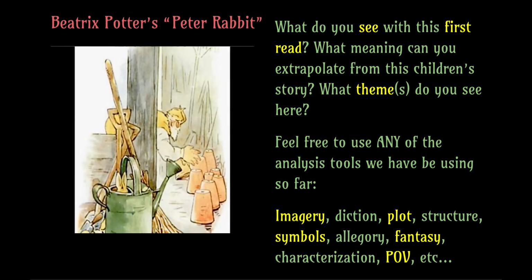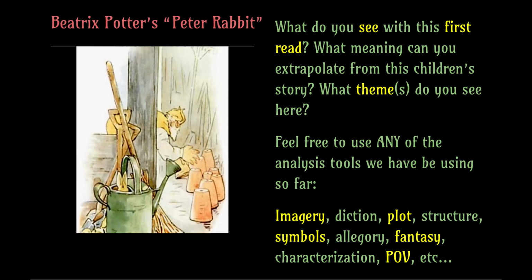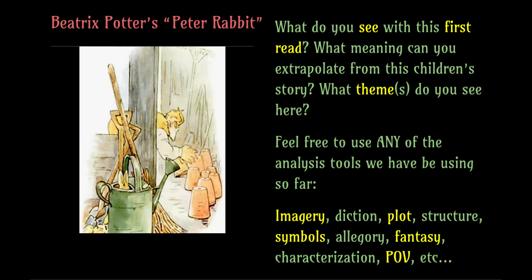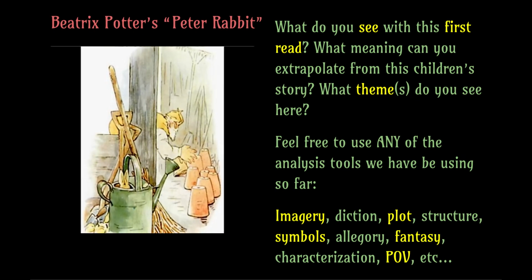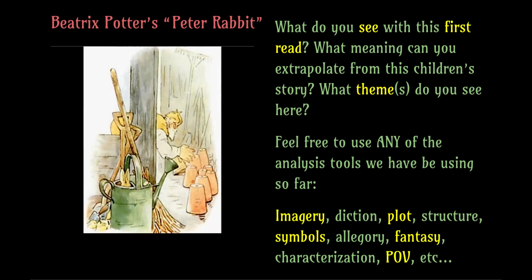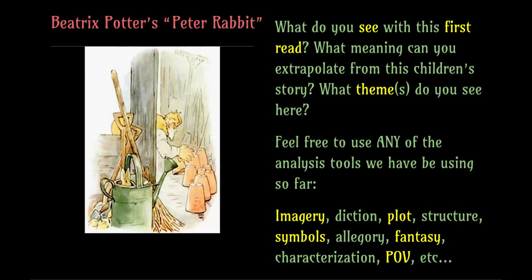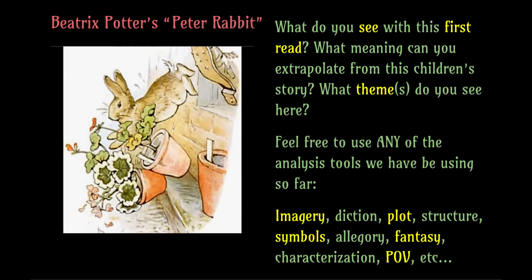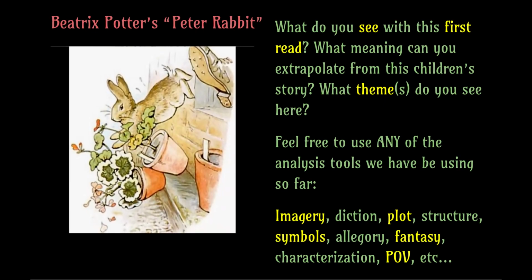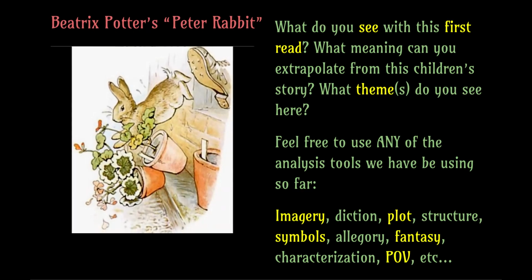Mr. McGregor was quite sure that Peter was somewhere in the tool shed, perhaps hidden underneath a flower pot. He began to turn them over carefully, looking under each. Presently, Peter sneezed. Ka-tissue! Mr. McGregor was after him in no time, and tried to put his foot upon Peter, who jumped out of a window, upsetting three plants. The window was too small for Mr. McGregor, and he was tired of running after Peter.